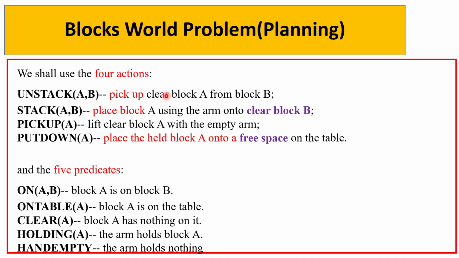Clear means that on top of the particular block, no other block is placed. Unstack of A comma B means A is kept on top of B, and we pick up this A from B. Stack of A comma B means place block A on top of B, which is clear. Initially the block B is a clear block. Now after placing A on top of B, A is a clear block.